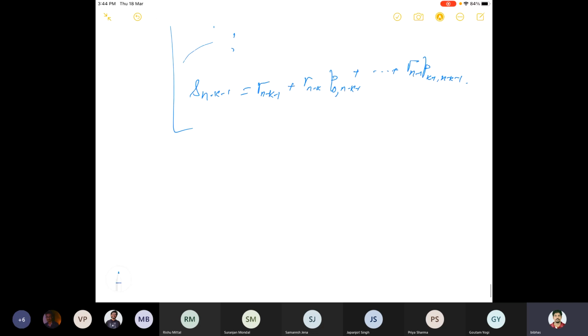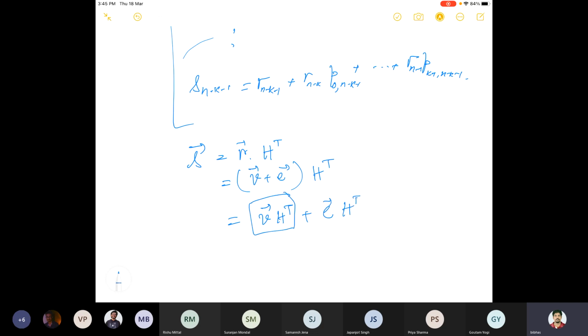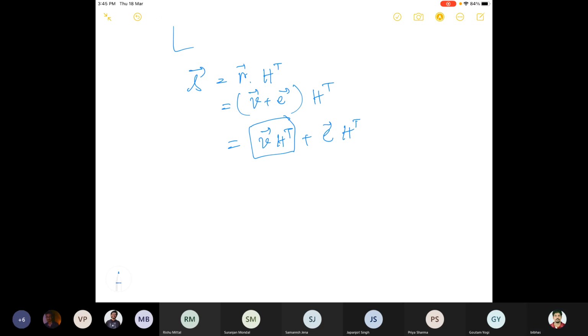Now further, S is equal to R times H transpose, but R is equal to V plus E. So this is V times H transpose plus E times H transpose. But the first term is 0, because although we do not know what V is and we do not know what E is, V is a code word. So essentially the syndrome is nothing but E times H transpose.